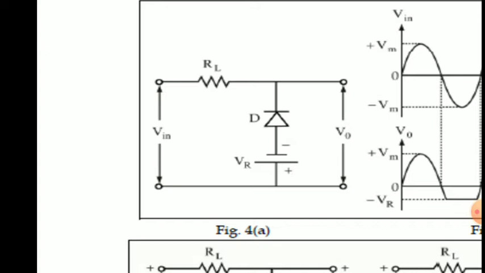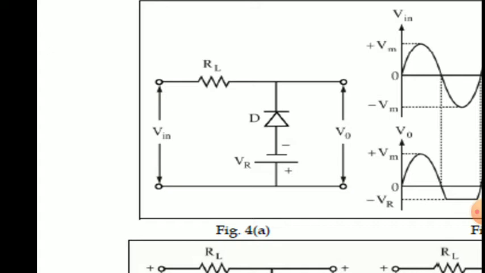See here, we are applying V input greater than minus VR to the N terminal, that is VN, and we are applying minus VR to the positive terminal, that is VP is equal to minus VR, and VN is equal to V input, which is greater than minus VR. So what happens? VP is less than VN. So the relative voltage is VP less than VN, which will reverse bias the diode.